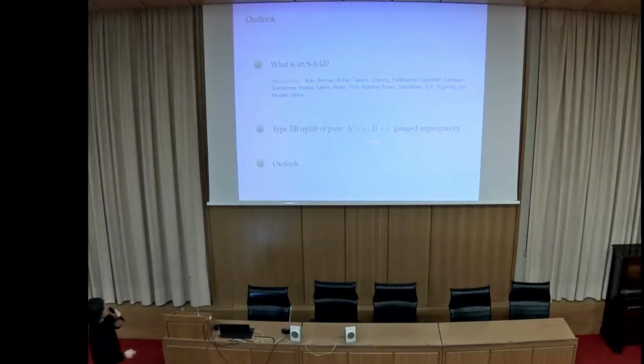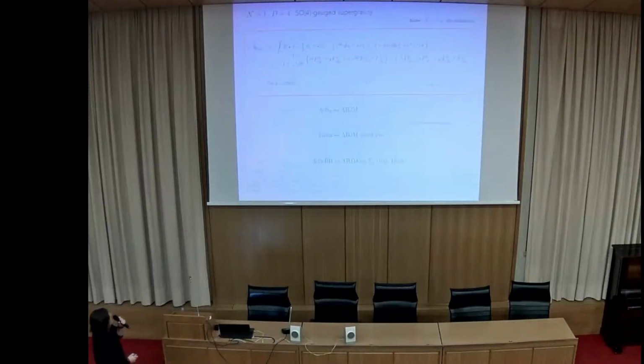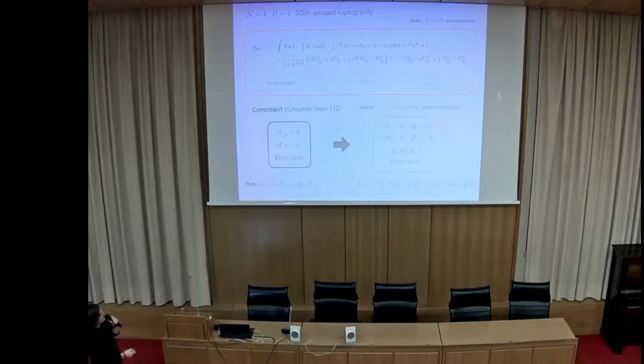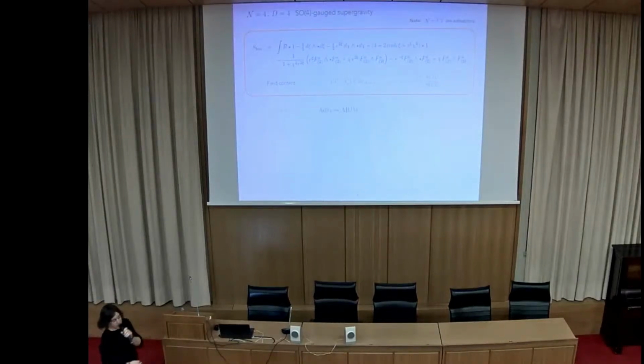Actually, this was our paper. Our paper was to take this theory, place it in type 2B, compute the equations of motion of type 2B, and finding precisely the equations of motion that are in this box. Okay? It's like an alternative path to uplift N=4, D=4 supergravity, which has not been explored. Okay?